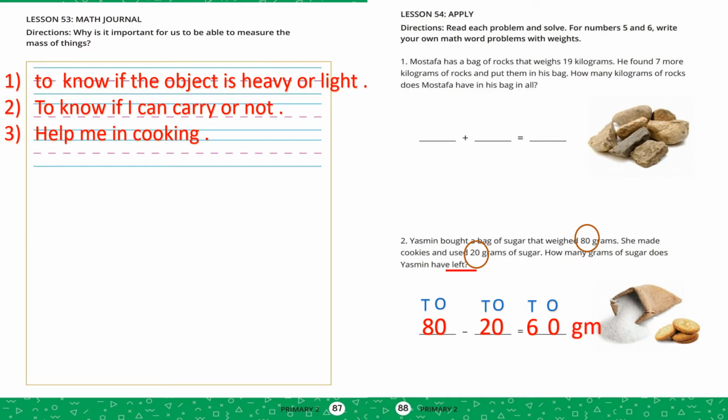The other way, that move back 2 steps. We have here 80 minus 20, so we move back 2 steps. 70 and 60. Then the result is 60.